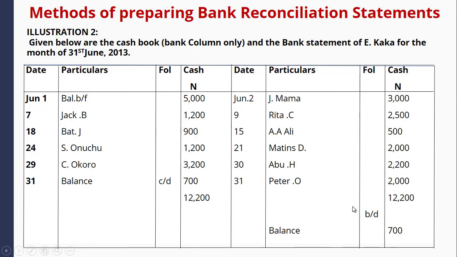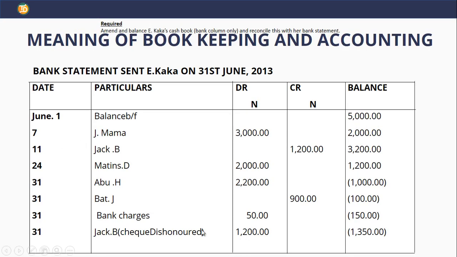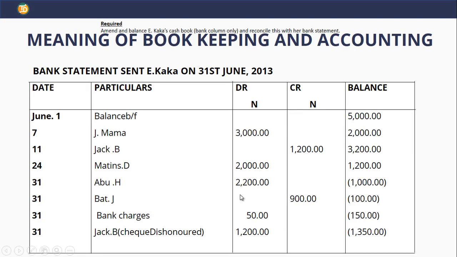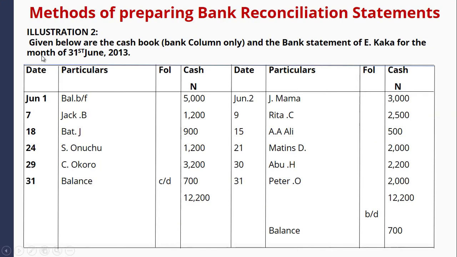checks. Now let's check the debit side of bank statements and compare with credit side of Cashbook and see what is not there. Now, as you can see, it's so obvious that bank charges is not there on the debit side of Cashbook. It's even stated there as bank charges, and it's so clear that Jackie B's check is seen to be dishonored.